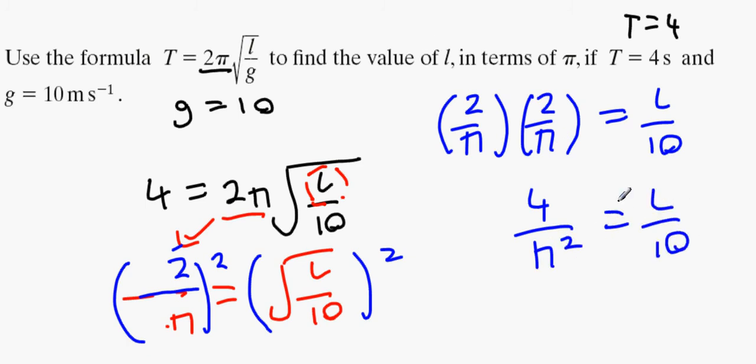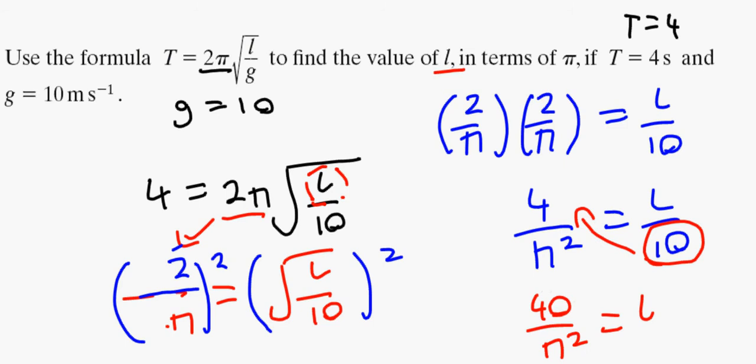Now the only thing stopping the L being on its own is the 10. We're at a cross multiplication situation, so let's bring the 10 from bottom right to top left. 10 multiplied by 4 is 40, so it's going to be 40 over pi squared equals L. And in terms of pi, so I just want to see the answer in terms of pi. Okay, next one.